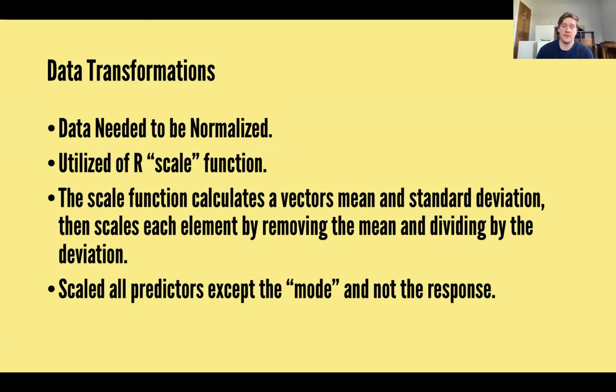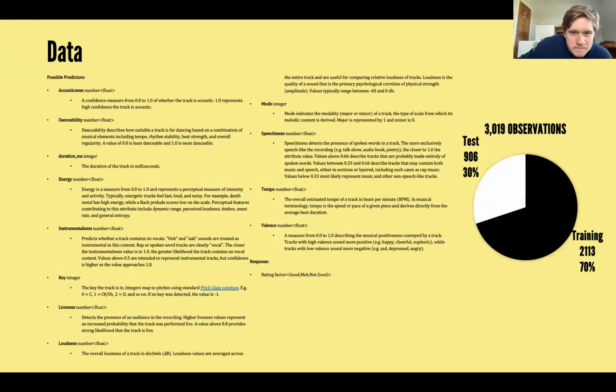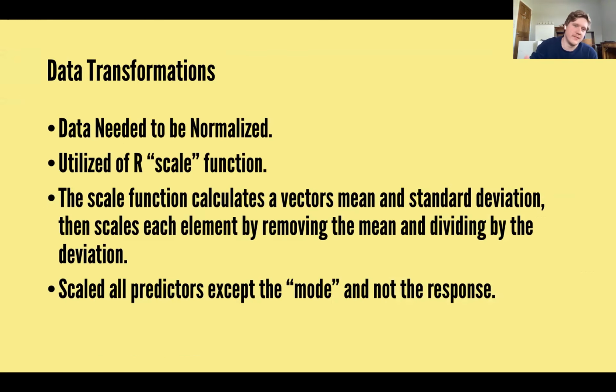I scaled all the predictors except for mode, because even though it's an integer value, it's 1 and 0. I didn't want to mess with that, because I would have gotten weird values for mode that are unnatural, especially because mode is, I believe, whether it's major or minor type of scale, which is music talk. I don't really understand it, but I tried to learn as much as possible for this analysis.